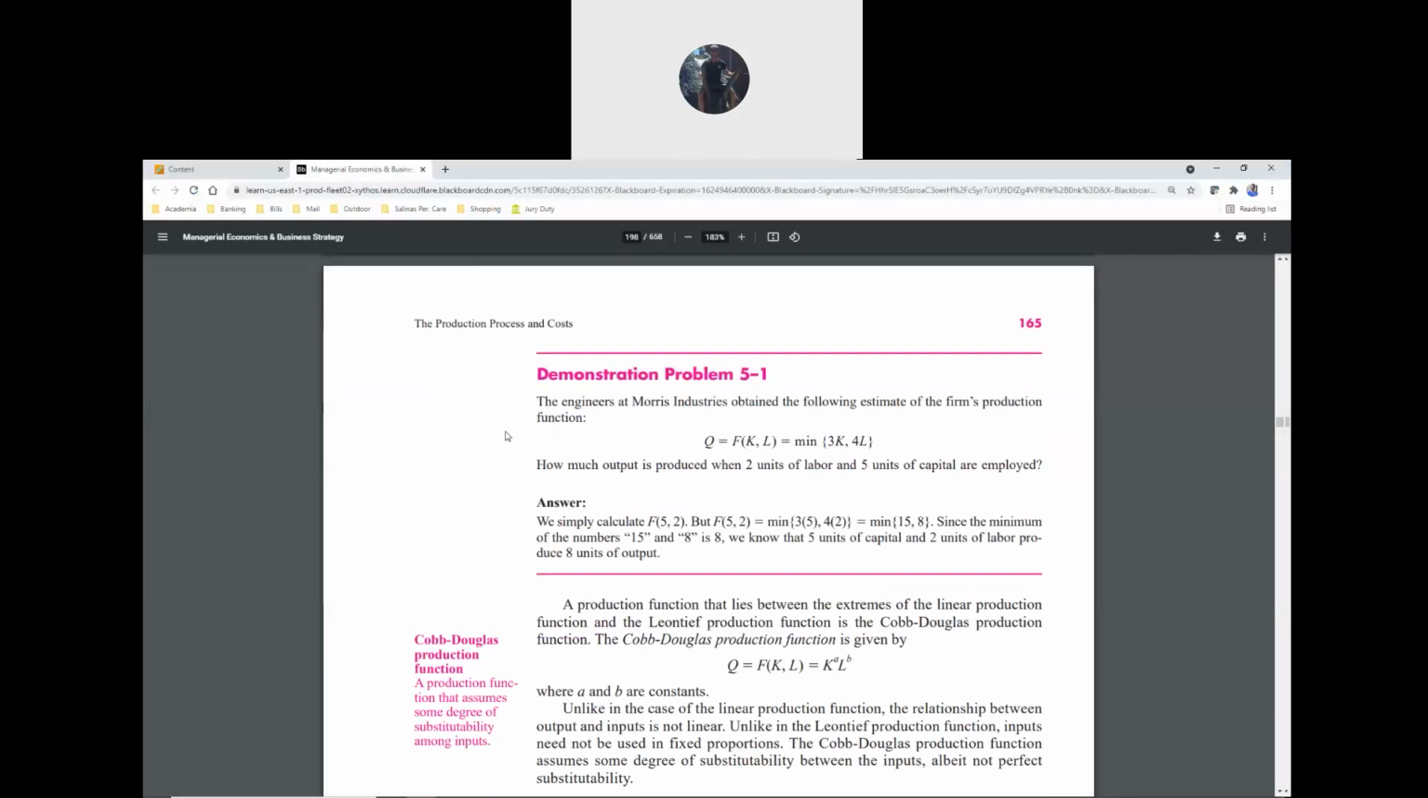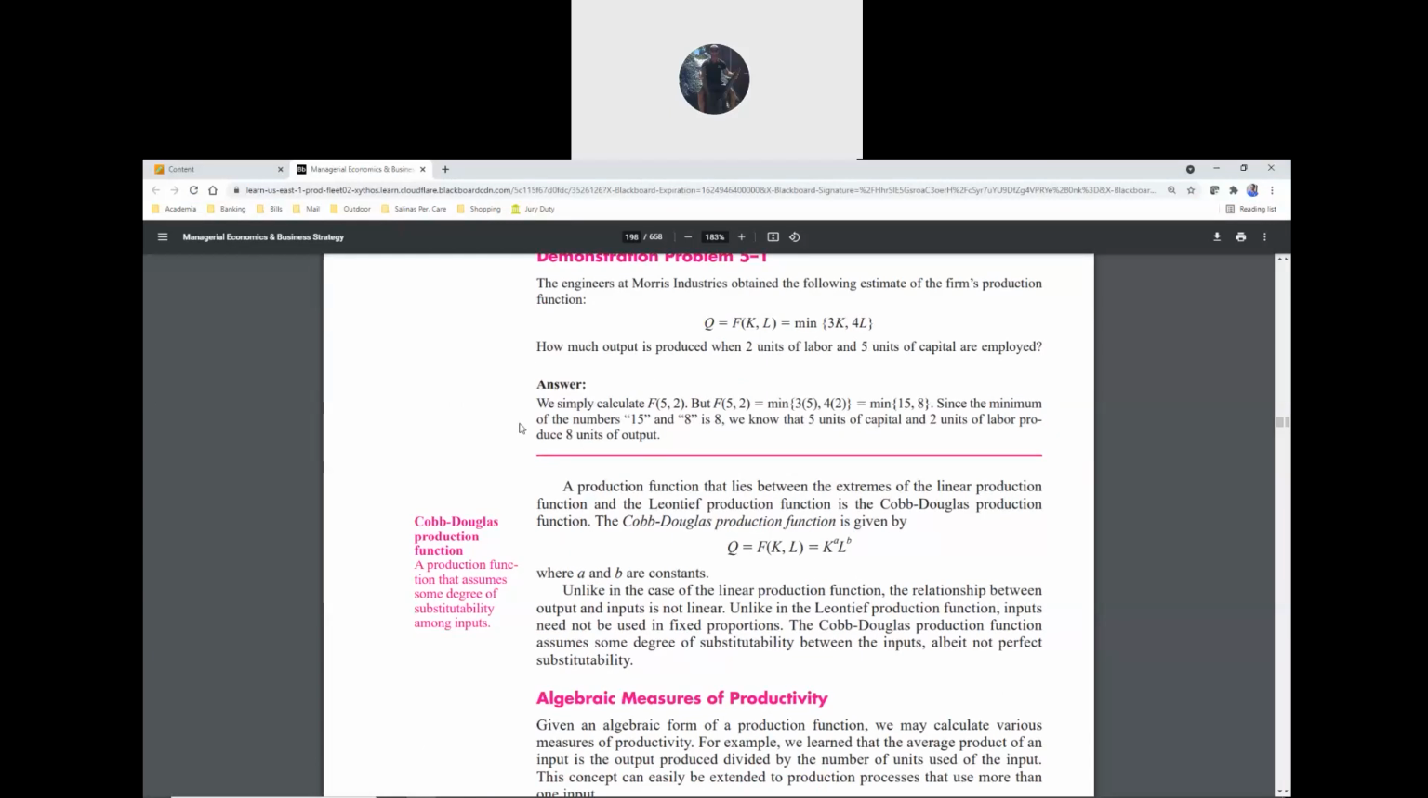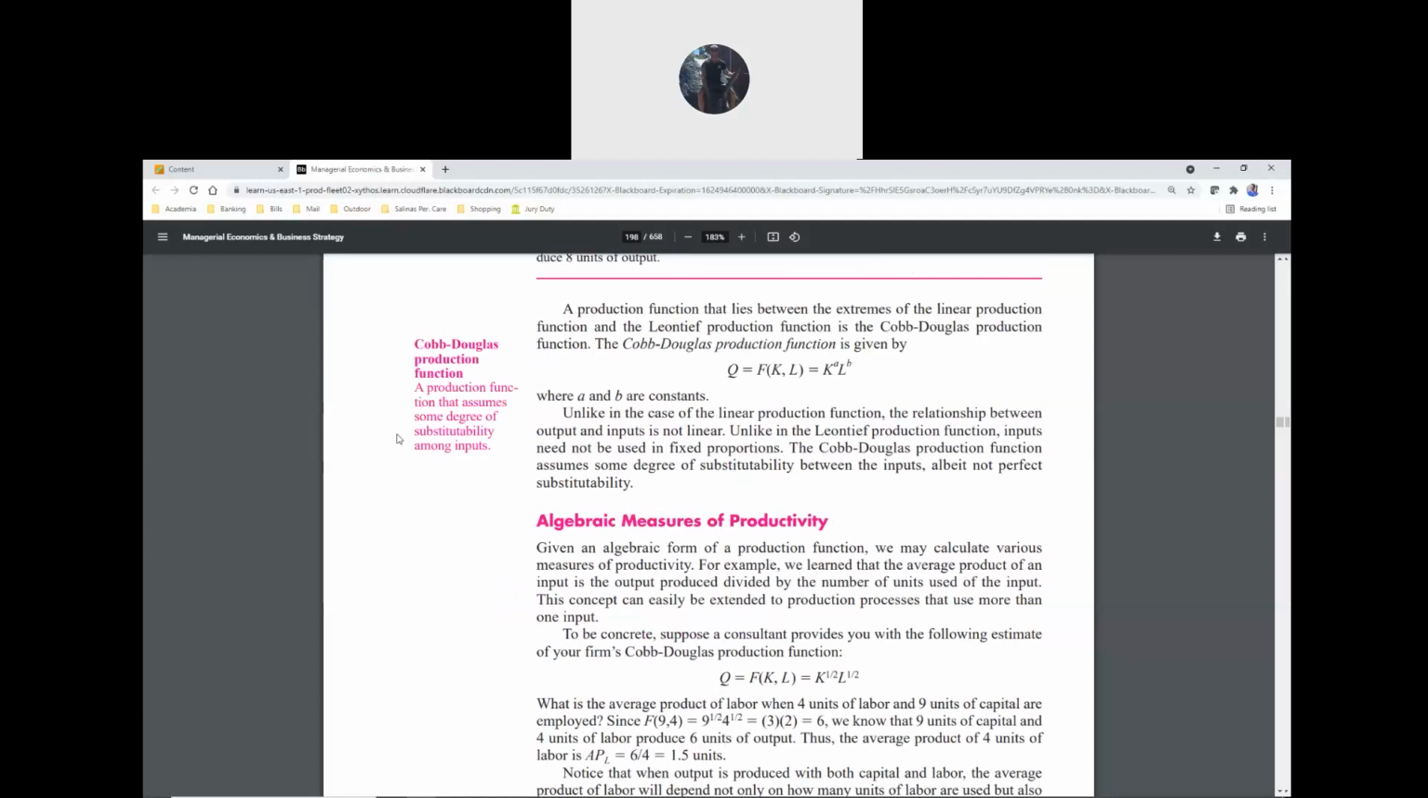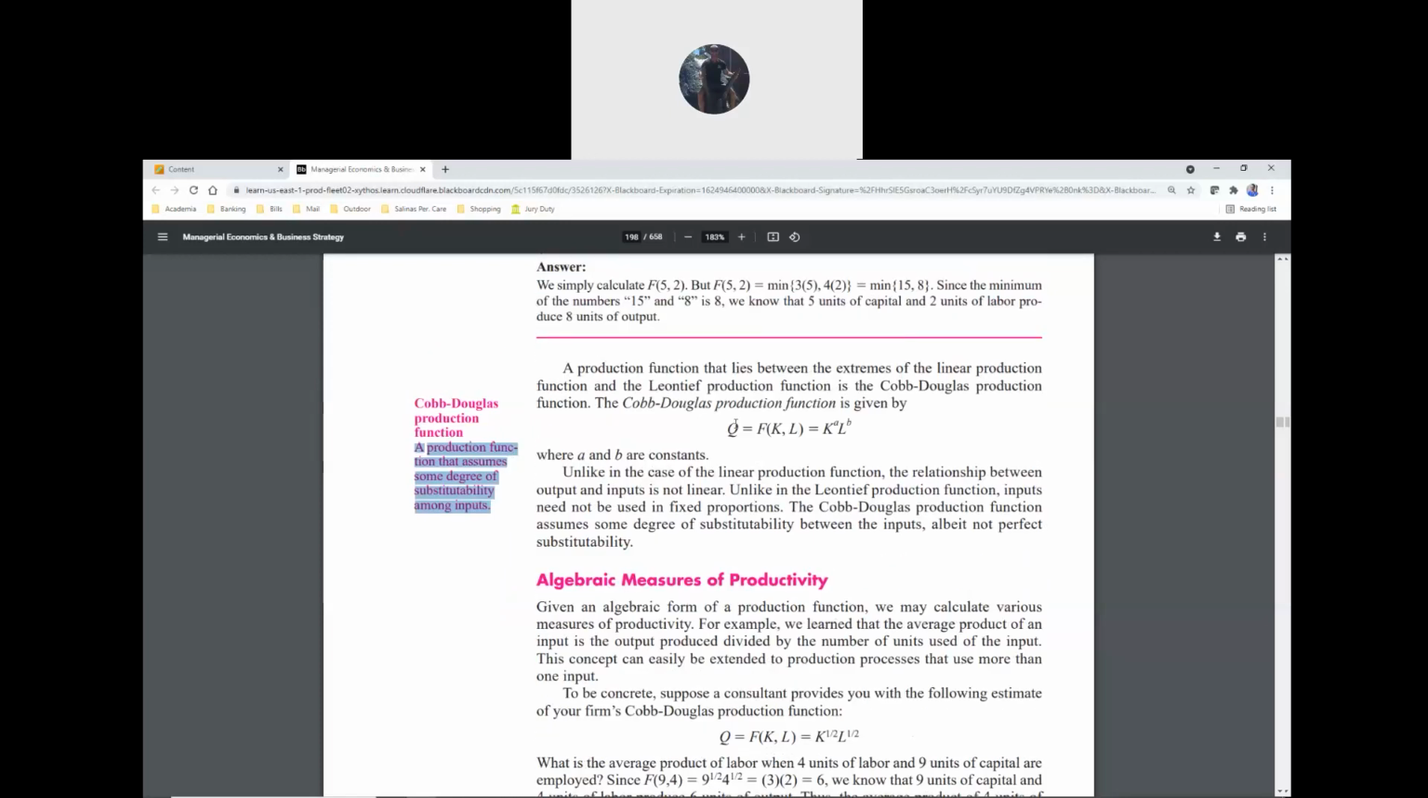Okay, so the third type of production function is a very widely used one in microeconomics, called the Cobb-Douglas production function. This one assumes some degree of substitutability, and it usually takes this form where Q is a function of K and L, with K raised to the alpha and L raised to the beta. This is nonlinear because output is now a nonlinear function of K and L, taking the form K to some parameter A times L to some parameter B. These parameters, A and B, determine the relationship between capital, labor, and output.